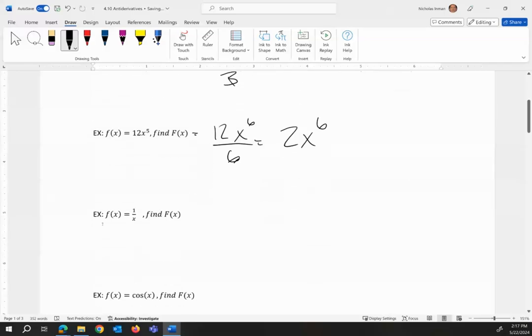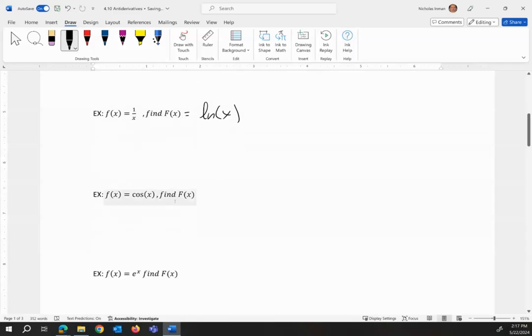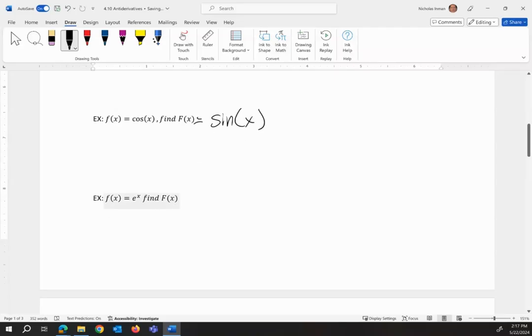The derivative of something is 1 over x. Well, some of these we just know. The answer here is the natural log. That's just a rule. I know the derivative of the natural log is 1 over x, so the antiderivative of 1 over x has to be the natural log. The derivative of something gives me cosine. Yep, I know that one. That's sine. The derivative of sine is cosine. The derivative of what gives me e to the x? Well, that's e to the x. The derivative of e to the x stays the same.